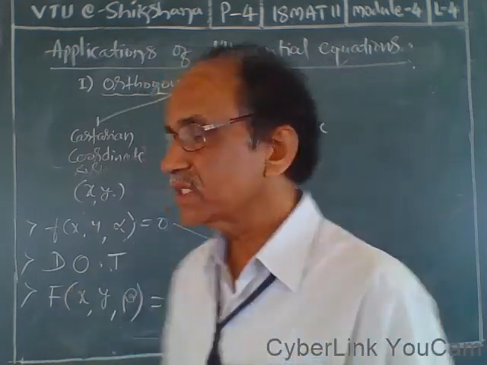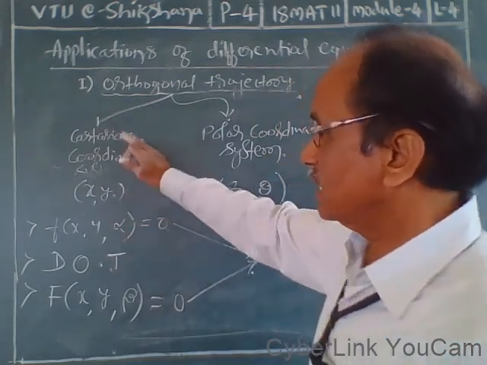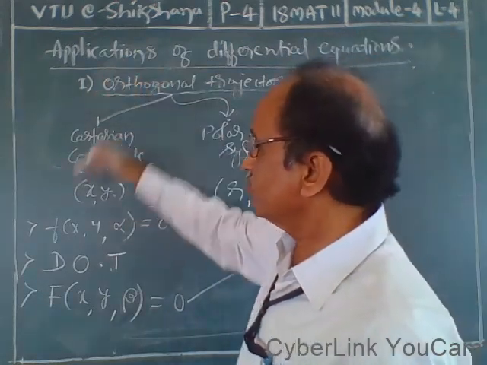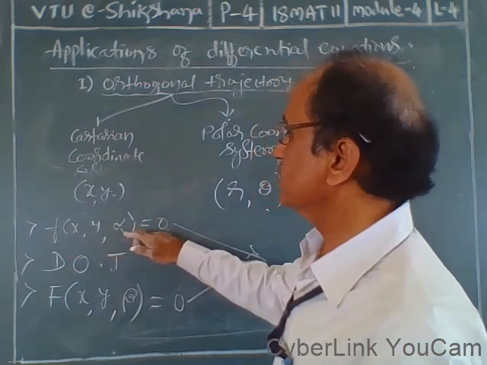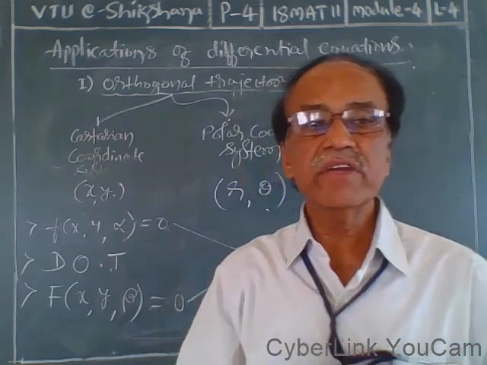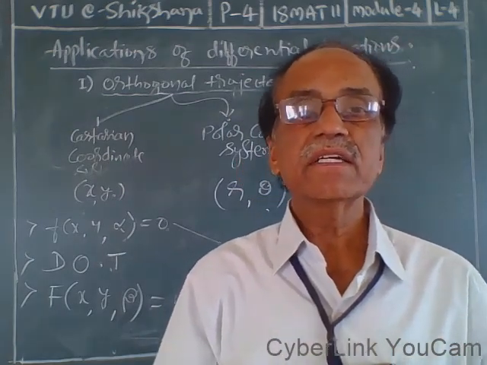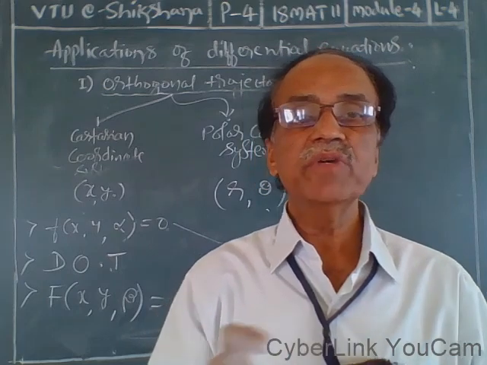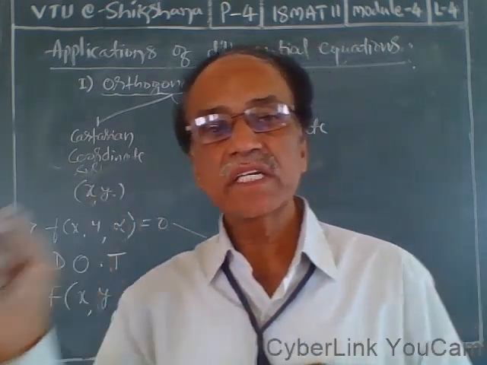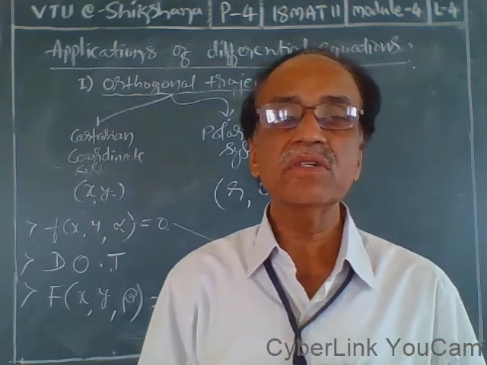Now, what is the definition of an orthogonal trajectory? I'll repeat. If a given family of curves having some parameter intersects every member of another family of curves at 90 degrees, then we say that each member cuts each member of the other family, and that they are orthogonal to each other.